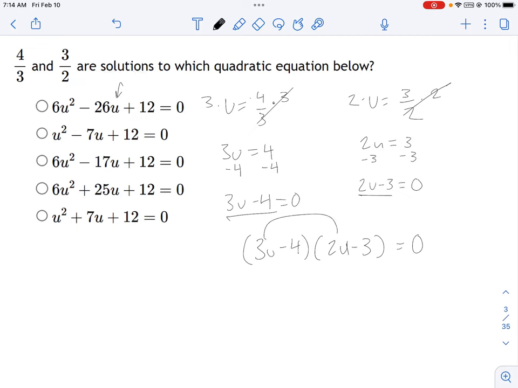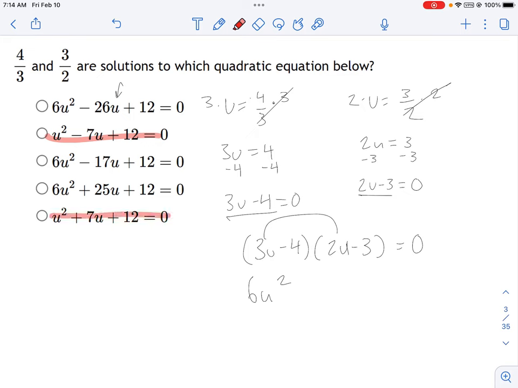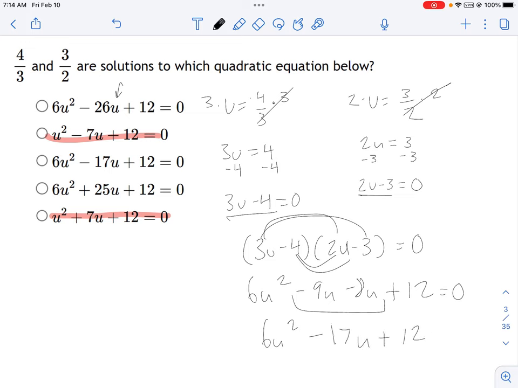And then, in order to get to the equation, all you'd have to do is multiply the parentheses, right? Distribute those out. So we have 3u times 2u, so that'd be 6u squared, which automatically is going to wipe out these two answer choices, because we have to start with the 6u squared. And then we can keep going and get negative 9u minus 8u plus 12 equals 0. Combine your like terms, so 6u squared minus 17u plus 12. What you'll notice is only one choice matches. That's your middle equation, and that would be your answer.